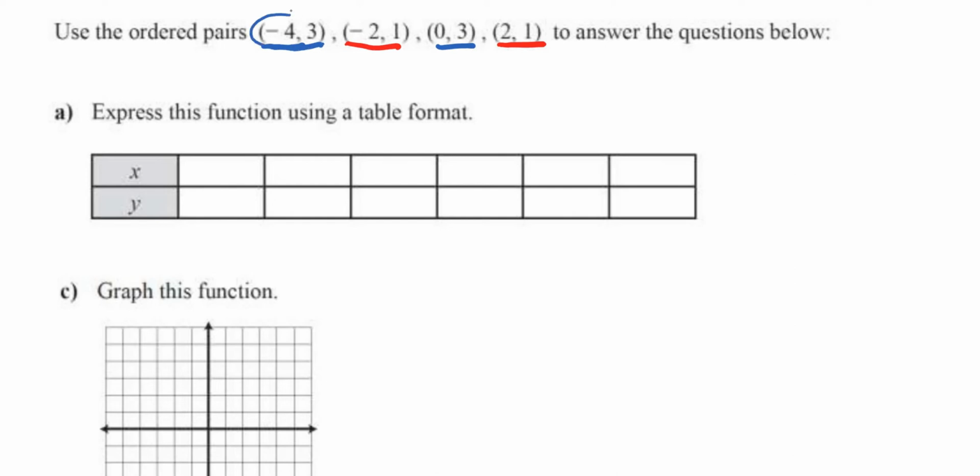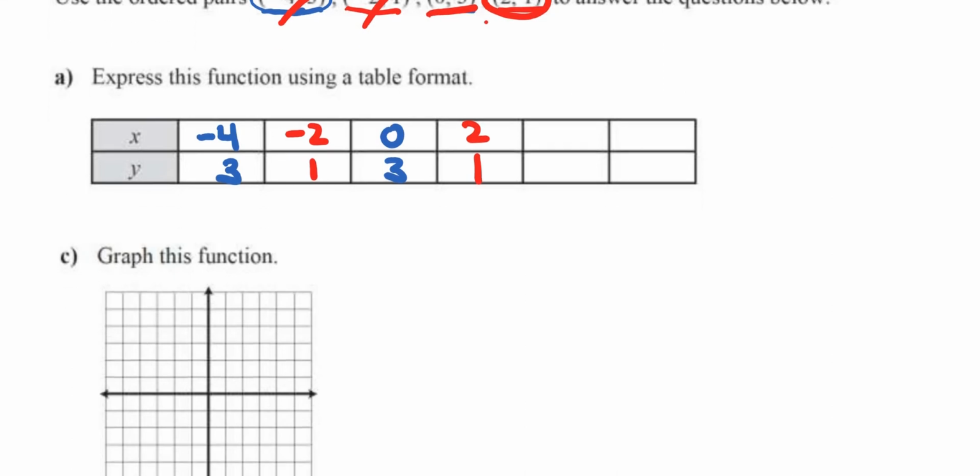Okay, let's do that. I have -4, 3, so -4. Oops, sorry, my pen's not working there, so let's try that again. So -4 and 3, and then I have -2 and 1, and I have 0 and 3, so that's going to be 0, 3. And then finally, the last one here is 2, 1, so 2 and a 1 there. So there is my table format answer there, given the ordered pairs.